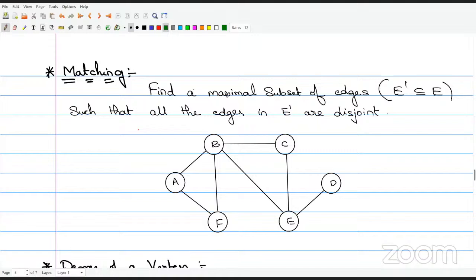How many of you know the difference between maximum and maximal? Is there any difference first of all? Yes, sir. If yes, what is the difference?